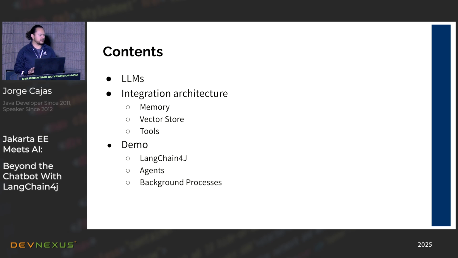So in this case, what we are going to do is integrate LangChain4j in a Jakarta application. So you can see that you don't need a new framework or a new application or something new to integrate AI. You can use your current stack. And instead of building a chatbot, we are going to see how we can make agents work with tools, with our backend, in background processes.